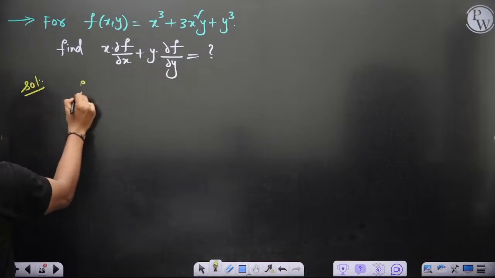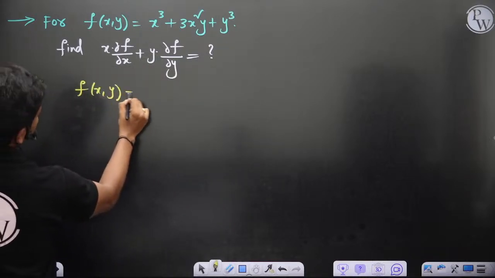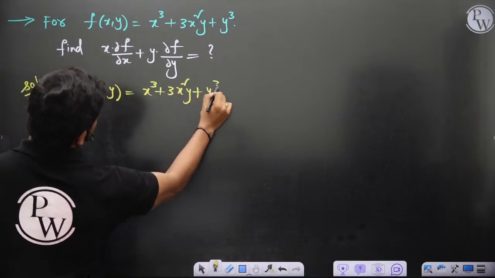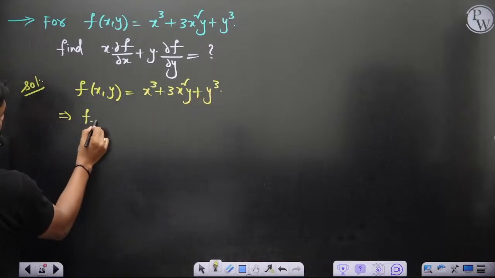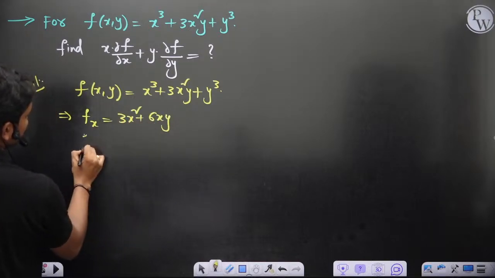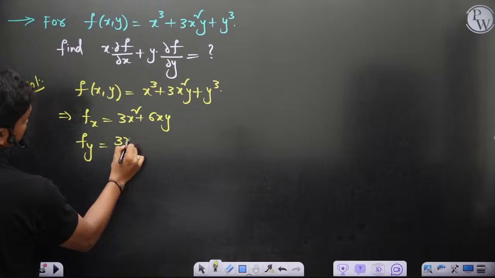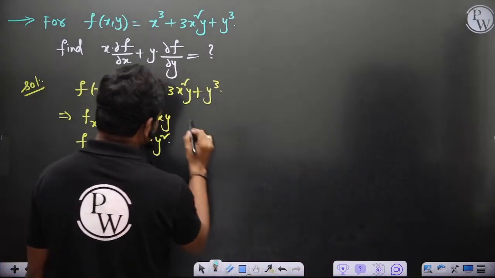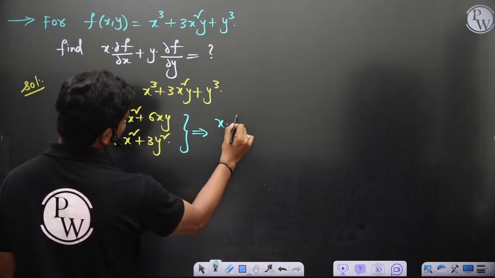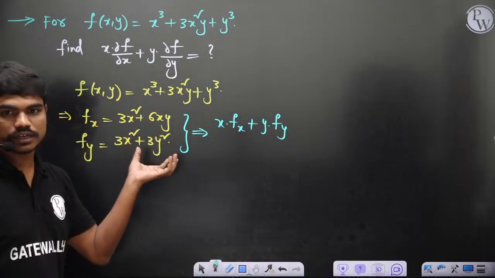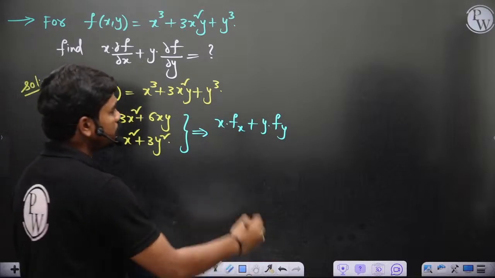I'm just doing it a bit quick. You have x cube plus 3x square y plus y cube. So this implies fx, the partial derivative with respect to x, is 3x square plus 6xy, and fy is equal to 3x square plus 3y square. Okay, so you have this. Anyone can do this partial differentiation. Just follow quickly.